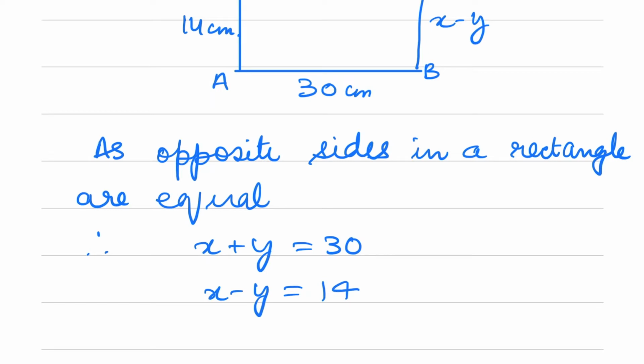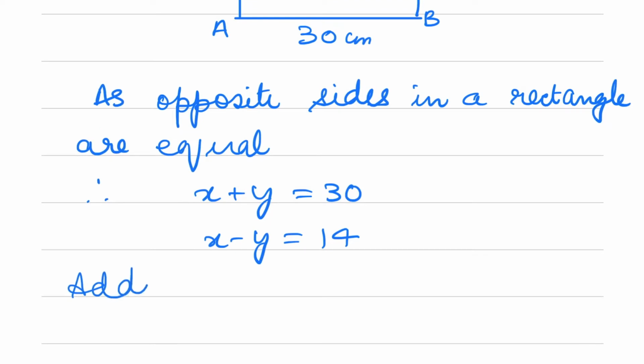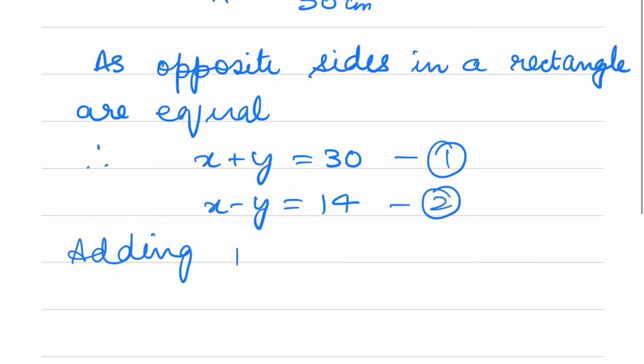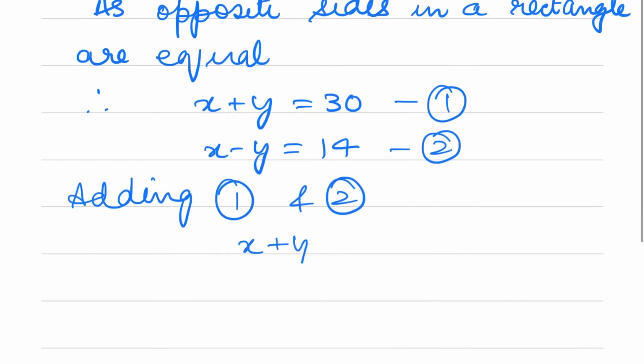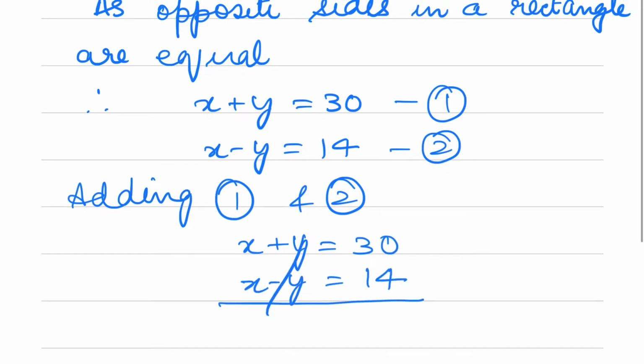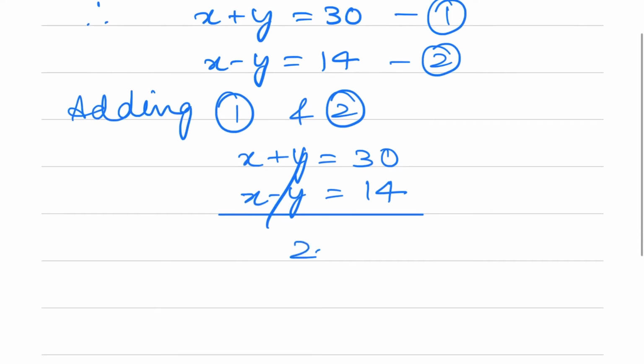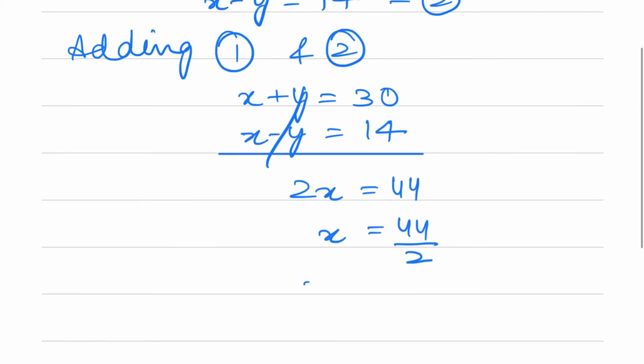So we have linear equations in 2 variables. Let this equation be 1, this be 2. So adding 1 and 2, we will get x plus y is equal to 30 and x minus y is equal to 14. They get cancelled. I have 2x is equal to 44. So x is equal to 44 by 2. x is equal to 22.